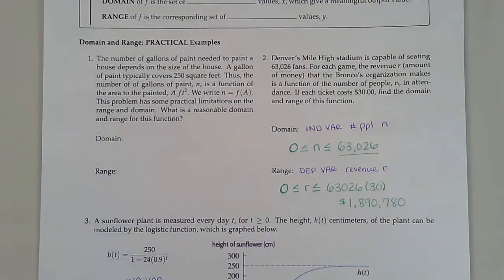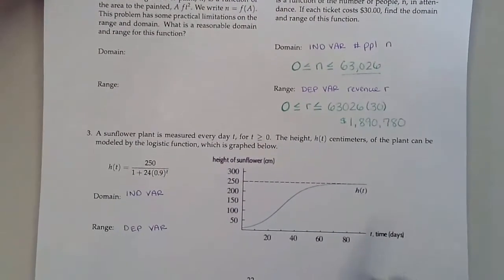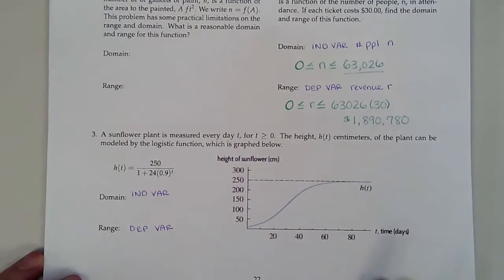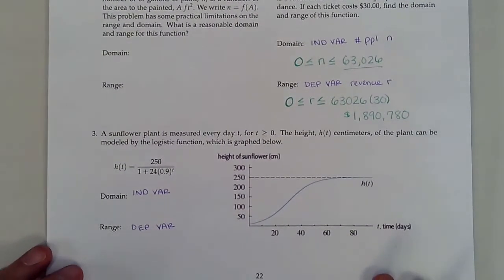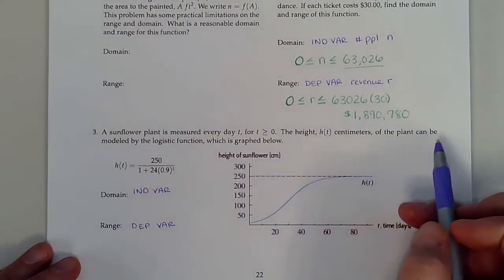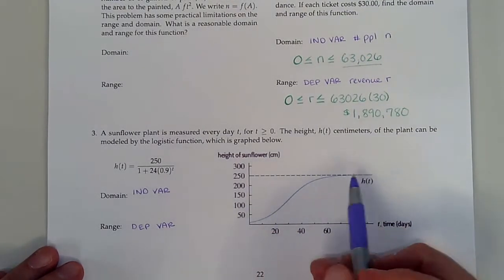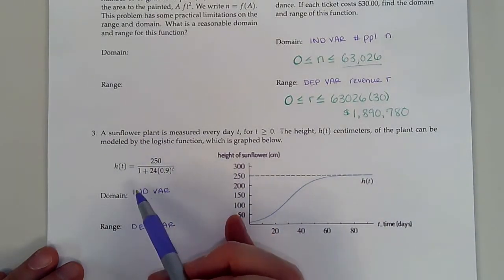All right, so we have another example here. This one has both an equation and a graph. It says a sunflower plant is measured every day, little t, so little t represents each day, and they're defining little t to be greater than or equal to 0. The height h of t, which is measured in centimeters, of the plant can be modeled by the logistics function, which is graphed below. So we have this picture here, and then we also have this function here.